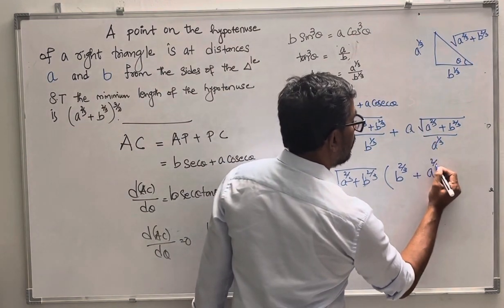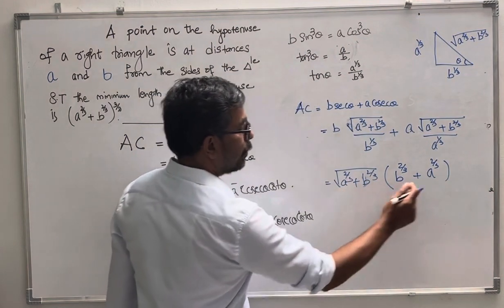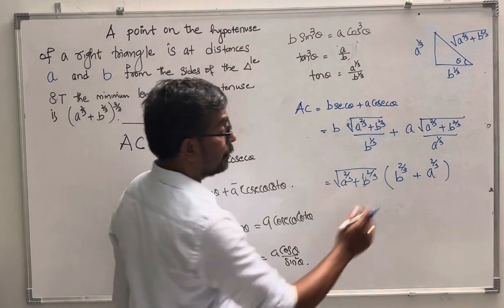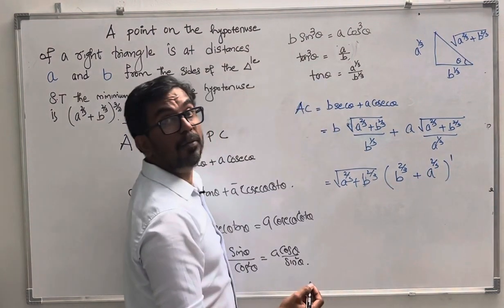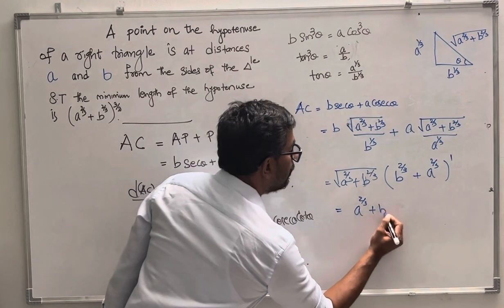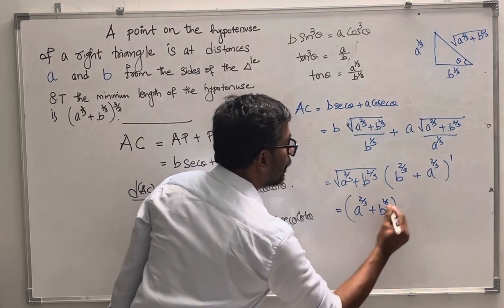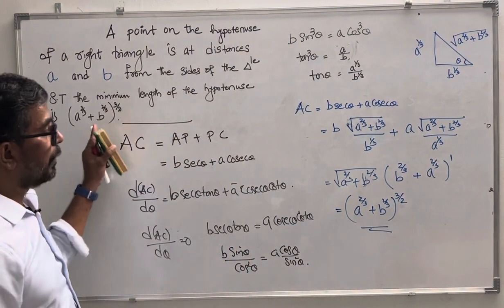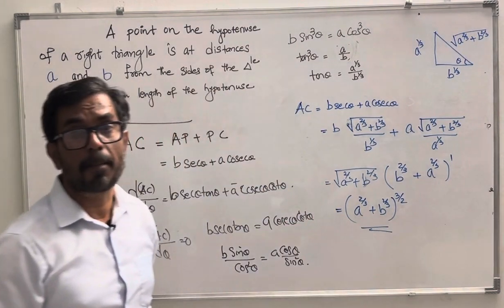Now children, look, both bases are the same. This one's power is 1 by 2, root means 1 by 2. This power is 1. 1 plus 1 by 2 is 3 by 2. So this is A power 2 by 3 plus B power 2 by 3, to the power 3 by 2. So we proved what they asked. We proved that the hypotenuse is this.